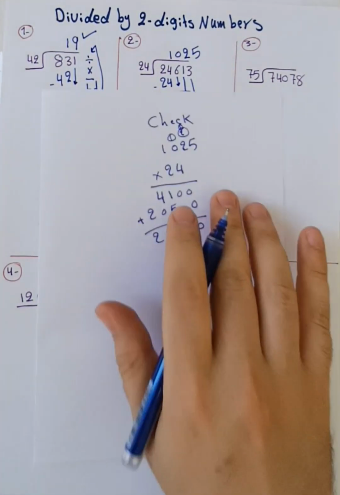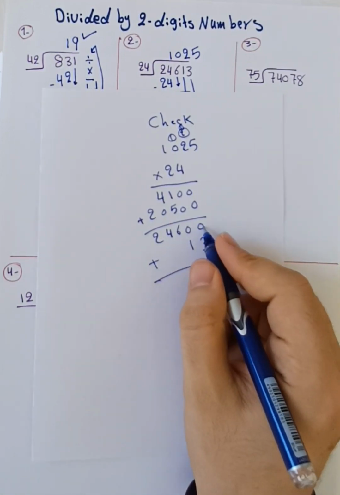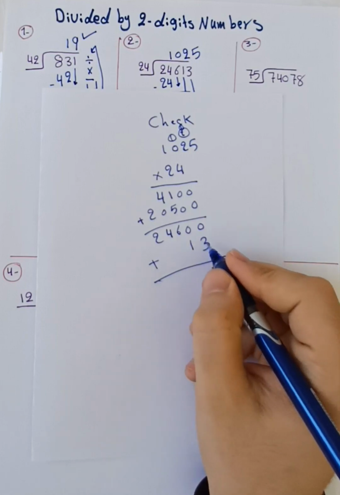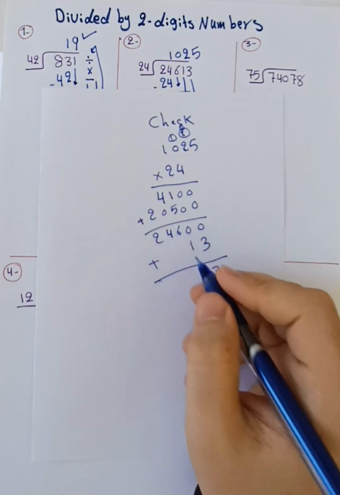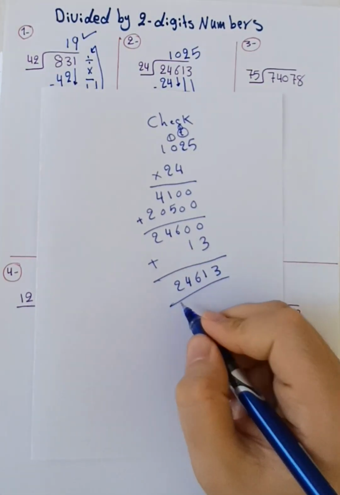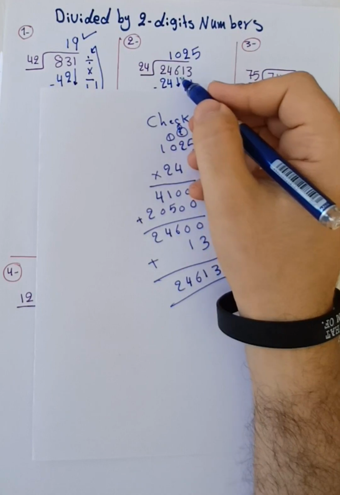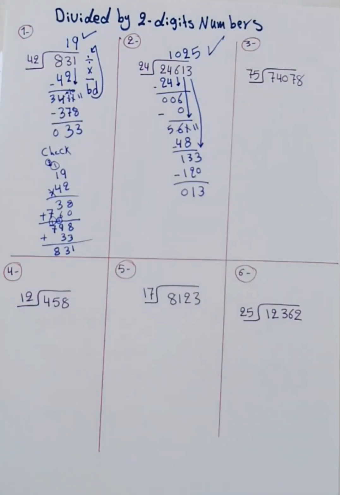The remainder is 13. 0 plus 3 is 3. 1 plus 0 is 1. 6, 4, 2. 24,613, and the dividend is 24,613. It means our quotient is correct.